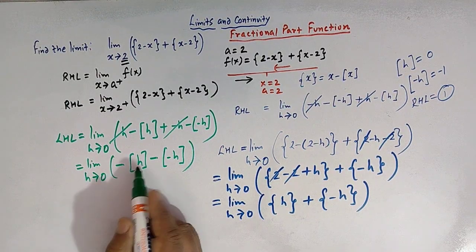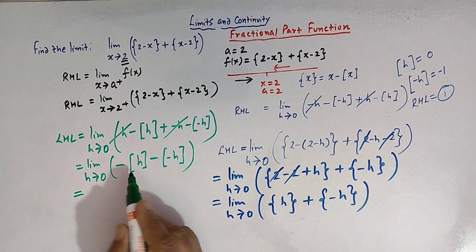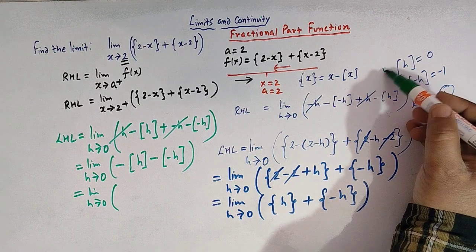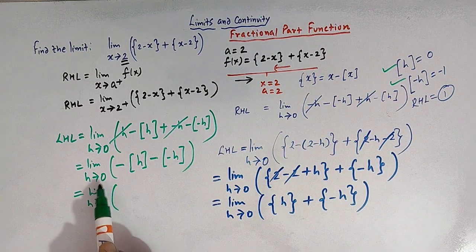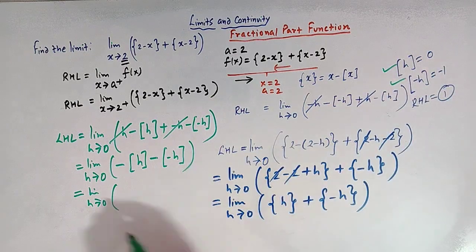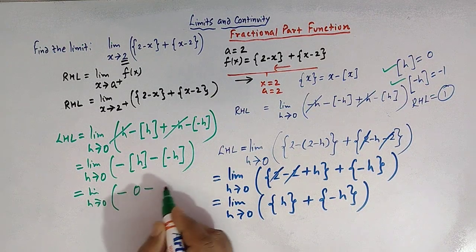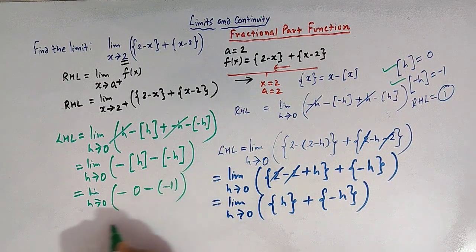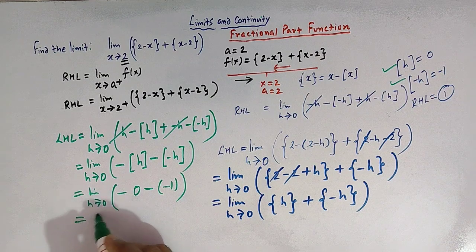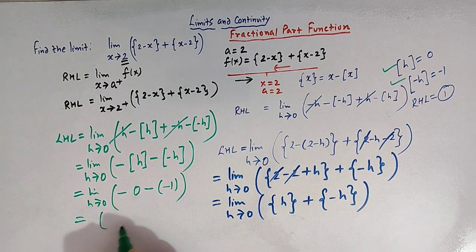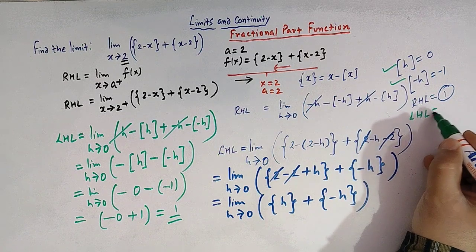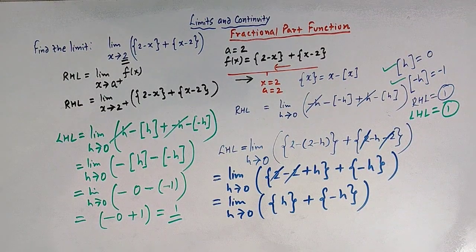So here also we cannot directly substitute h is equal to 0. So what we will do, we'll take help of these two results, right? So when h tends to 0, the greatest integer of h is 0. So here we have 0, and the greatest integer of minus h is minus 1. So now we can remove this limit notation. So we have minus 0 and minus minus plus, so we have 1, right? So the left hand limit is also equal to 1.